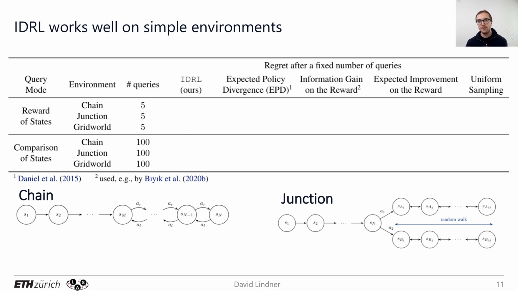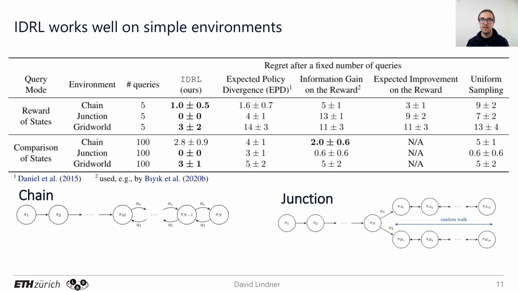Here we will report the regret of the policies that the different methods learn with a fixed budget of queries. So the regret means how much worse the policies are than a policy that is trained on the full true reward function, which the agent does not know here. So this means here lower numbers are better. We see that IDRL outperforms the alternative approaches in almost all of these settings.